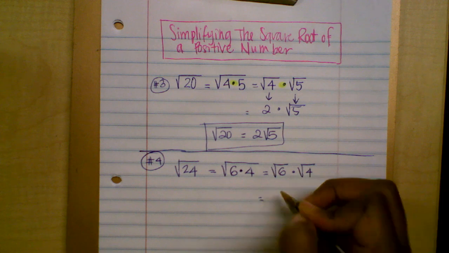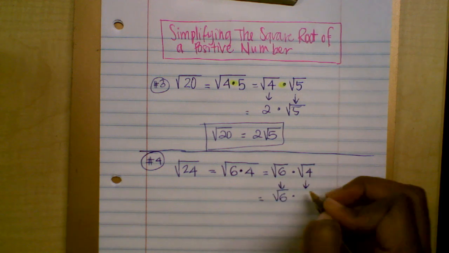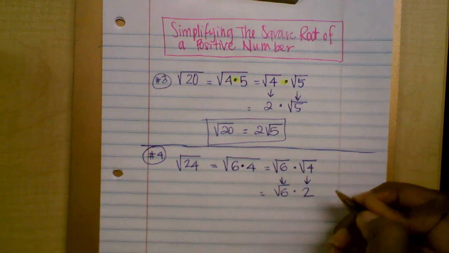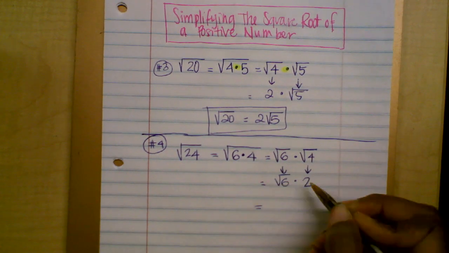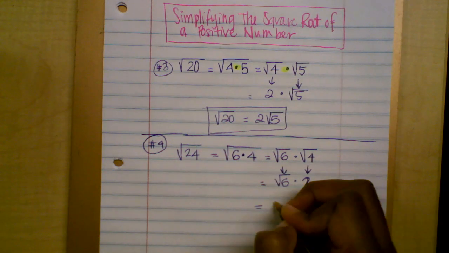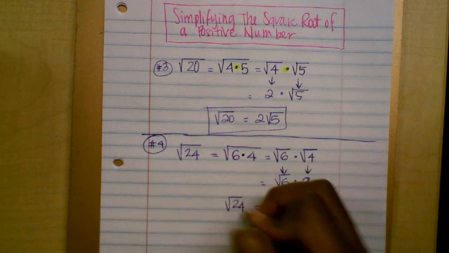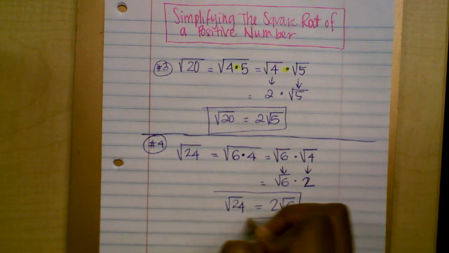So what is the square root of 6? We leave it alone. Times the square root of 4, which is 2. Now, always write the factor that is rational in front. So it should be 2 square root of 6. So the square root of 24 can be simplified as 2 times the square root of 6.